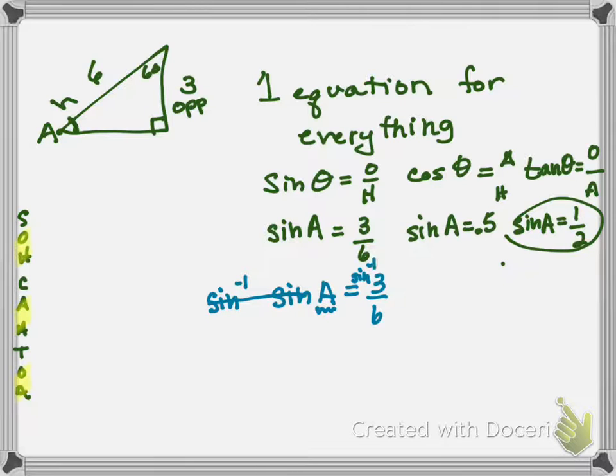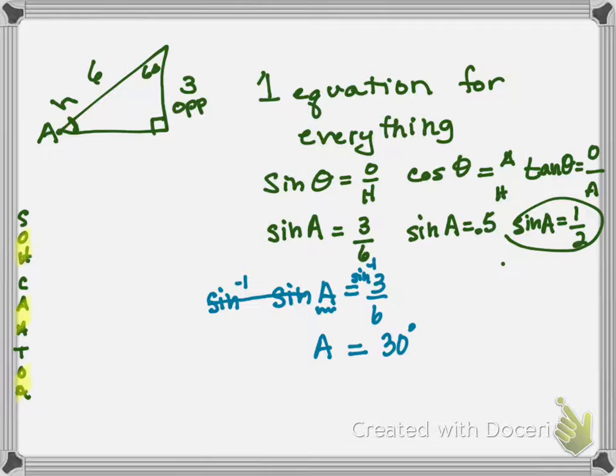So on our calculator, we're going to do the inverse sine of 3/6, and that's going to give us angle A. And the angle that has a sine of 3/6 is 30 degrees. Make sure you're in degree mode, not radian mode. On your calculator, hit mode and see if degree is highlighted. So that's how you get the angle.